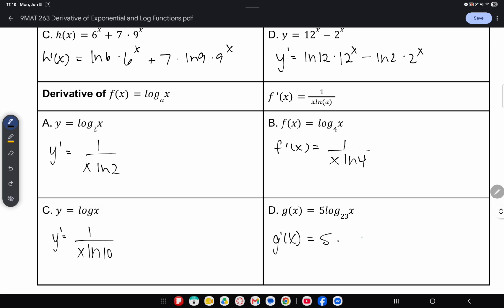And I have 5 times 1 over x natural log of 23. I can rewrite that as 5 over x natural log of 23.